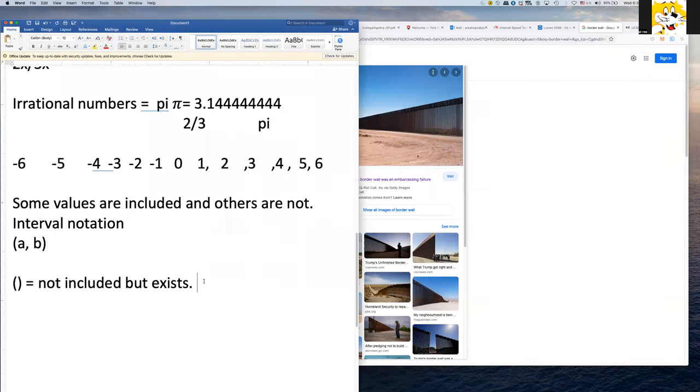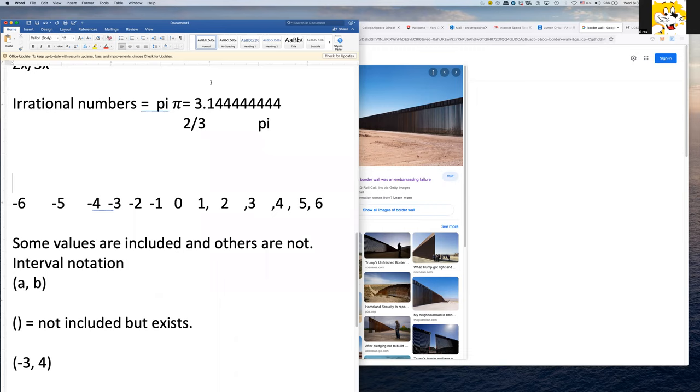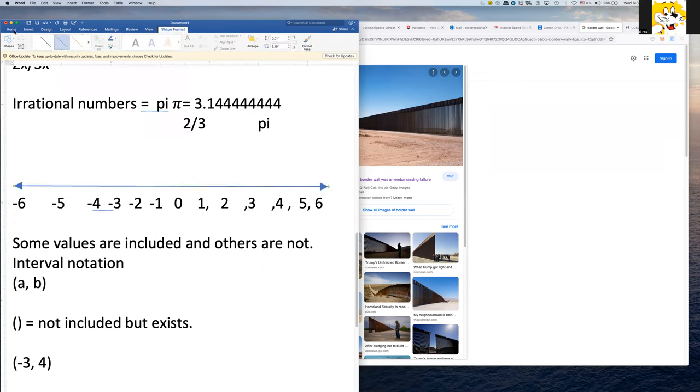So let me give you an example. Let's say the values for this problem lie between -3 to +4. Let me just do a number line here, insert a shape. There you go. So if I have that number line, what that means is that I have parentheses -3 to 4. Just like this border wall in the picture on the right, that border wall only exists between -3 and 4.